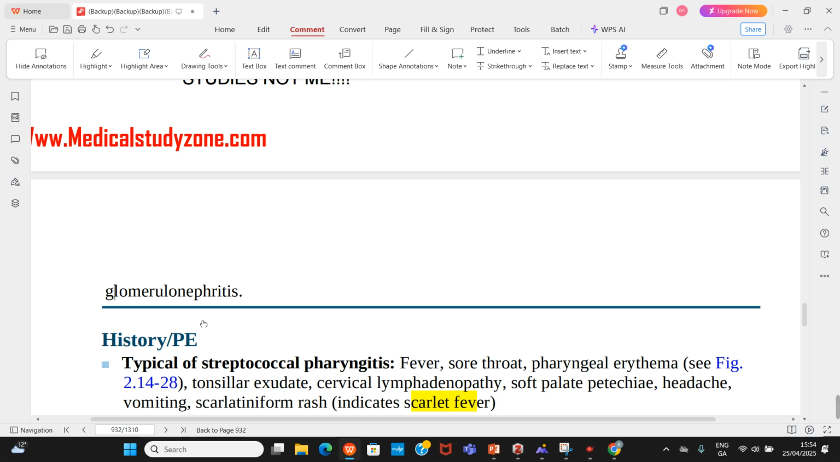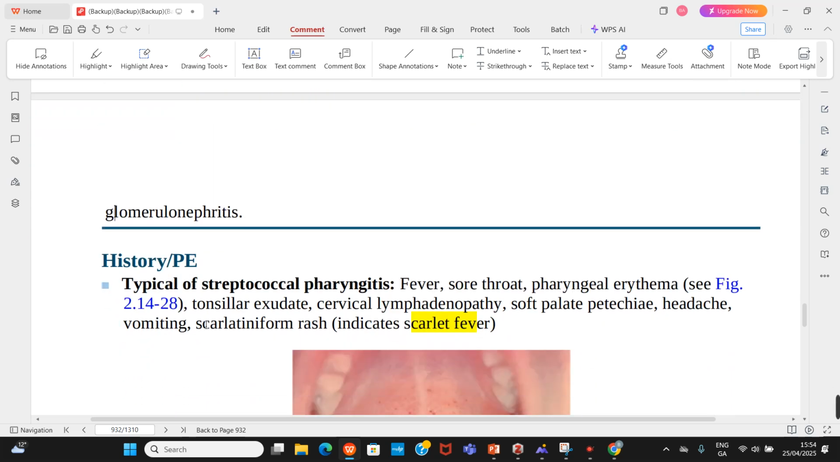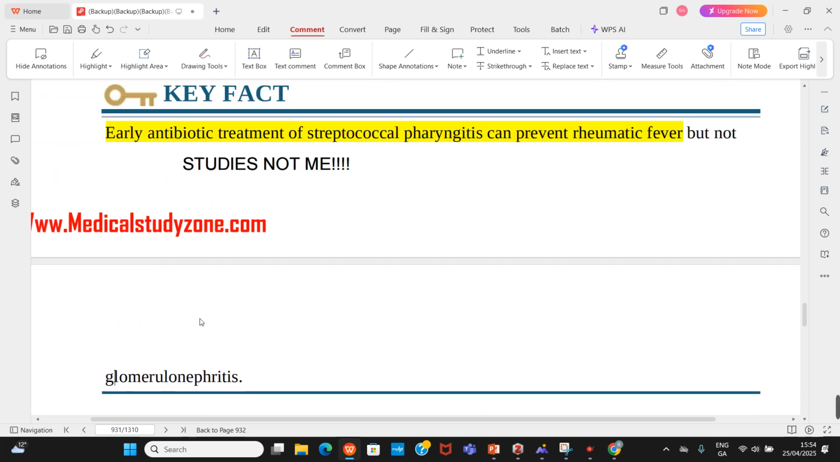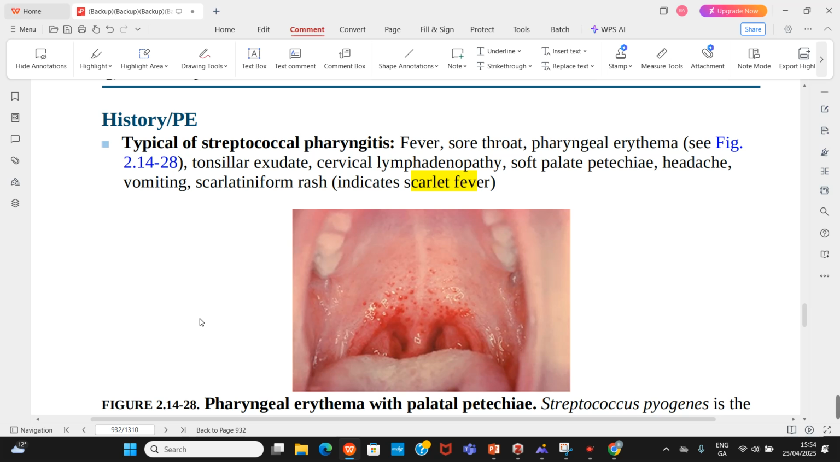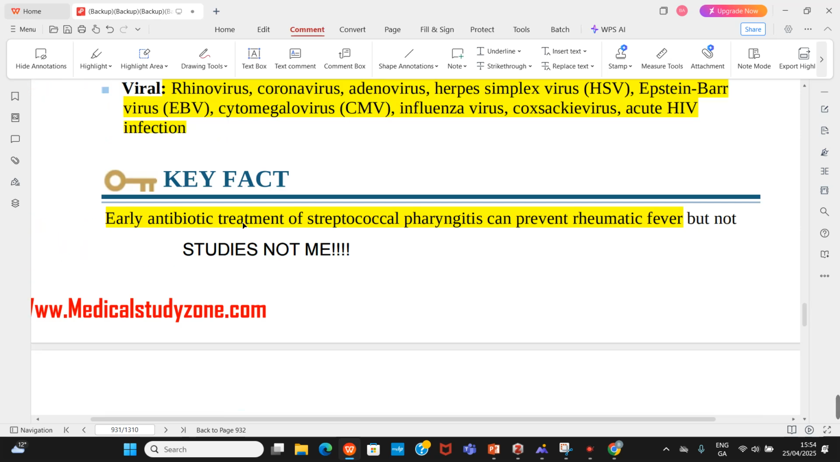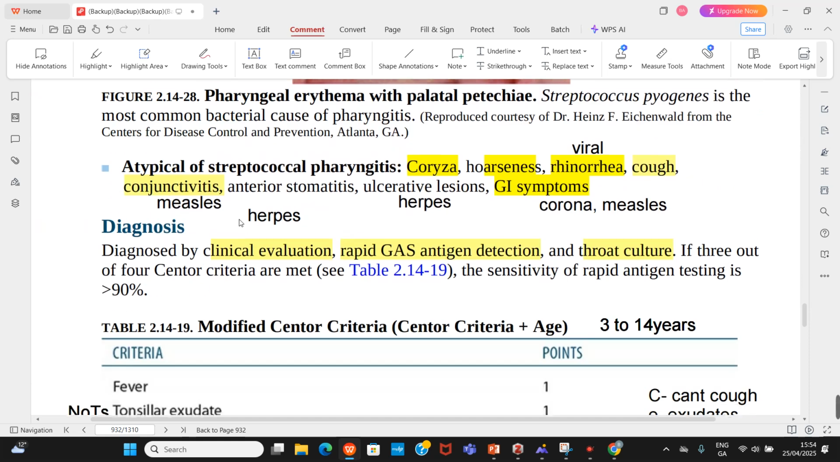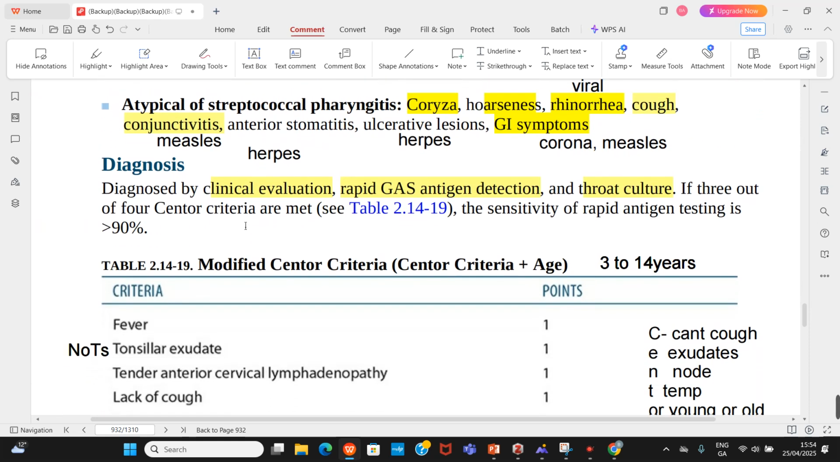Yeah. So what's the history going to be like? Somebody with streptococcal pharyngitis can have fever, sore throat, pharyngeal erythema, exudate, lymphadenopathy, soft palate petechial rash, and of course, maculopapular rash. So we usually use the Centor criteria, which I'm going to show us shortly.